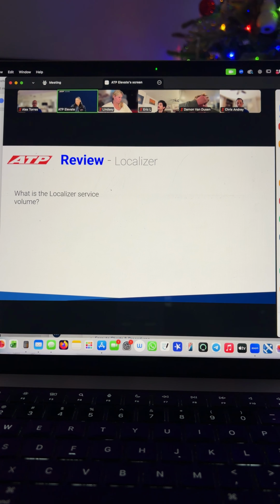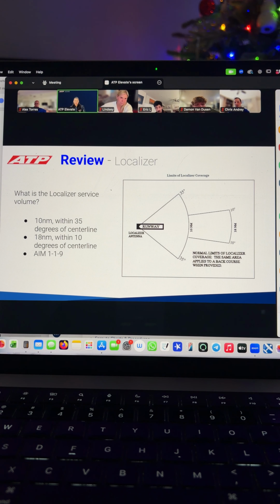All right. So what is the localizer's service volume? What is standard anyways? They're 10 nautical miles. So it's not 35 miles, it's 35 degrees. So it's 10 nautical miles out is that first one, and then it's 35 degrees. And then it's 18 nautical miles out. Very good. And 10 degrees. So that is your service volume there.